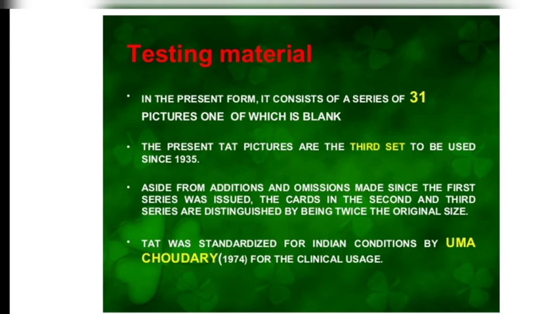Now, what are the testing materials in this? In the present form, it consists of a series of 31 pictures, one of which is blank. So there are 31 pictures and one is blank, meaning 30 pictures and one blank. The present TAT pictures are the third set to be used since 1935. Aside from additions and omissions made since the first series was issued, the cards in the second and third series are distinguished by being twice the original size. So the cards have grown in size.